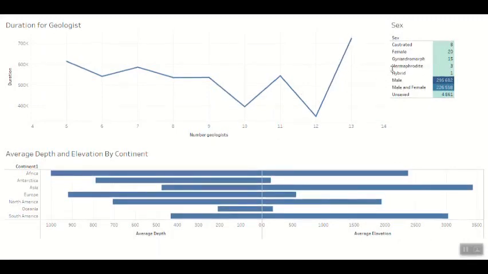On the right we have information about the sex of the species. We can conclude that a discrepancy exists, being male the most common sex of the individuals.